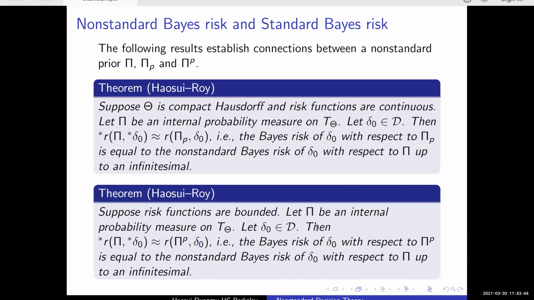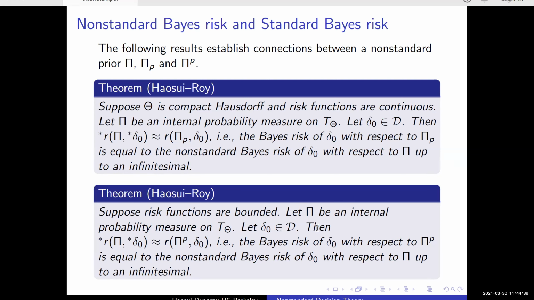Okay, so we now reveal some connections between a hyperfinite prior, its pushdown and its internal pushdown. The first theorem says that if the parameter space is compact Hausdorff and the risk functions are continuous, then for any decision procedure delta and for any internal probability measure pi on the hyperfinite parameter space, the standard Bayes risk of delta with respect to the pushdown of pi is equal to the non-standard Bayes risk of delta with respect to the original internal probability measure pi, up to an infinitesimal. So this theorem gives us the connection between the original internal probability measure and its pushdown.